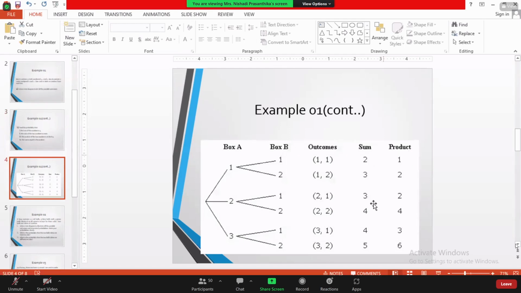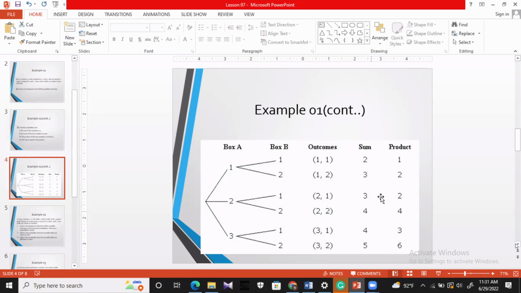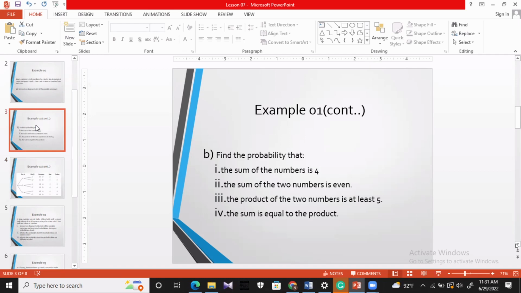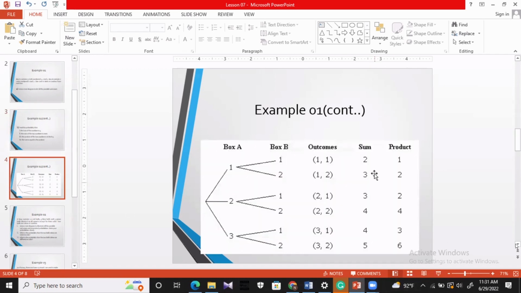What are the even numbers from these numbers? 2 and 4 are even; 3 and 5 are odd numbers. Therefore, what is the probability that the sum of the 2 numbers is even? You need to select the 1,1 pair, the 2,2 pair, and the 3,3 pair. So 1 over 6 plus 1 over 6 plus 1 over 6 is equal to 1 over 2, right? Because 1 over 6 times 3 is 3 over 6. Finally, it's going to be 1 over 2, right?